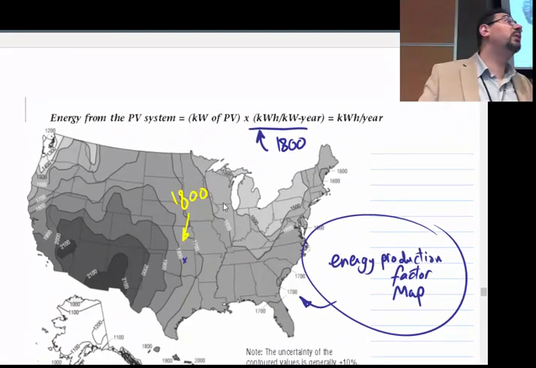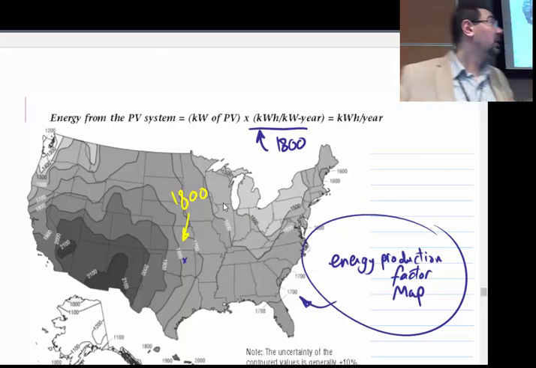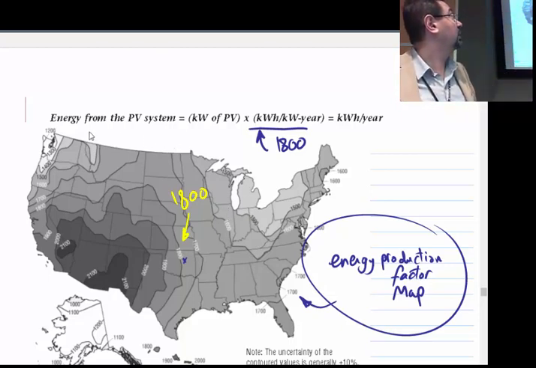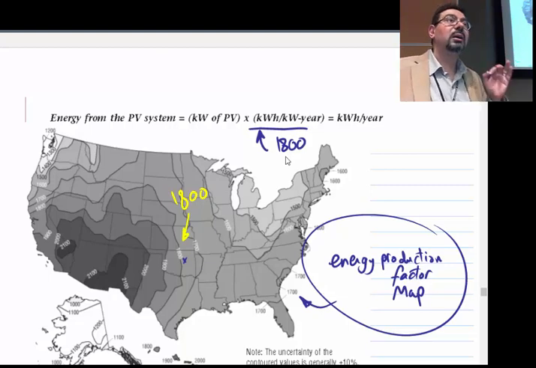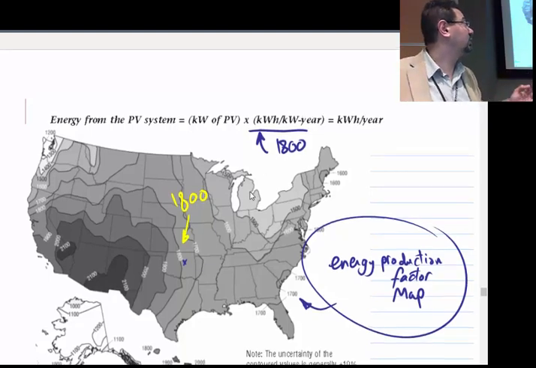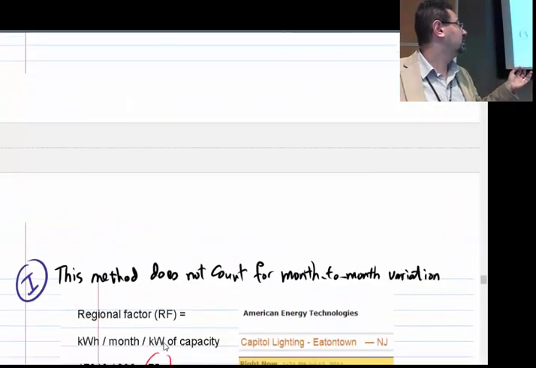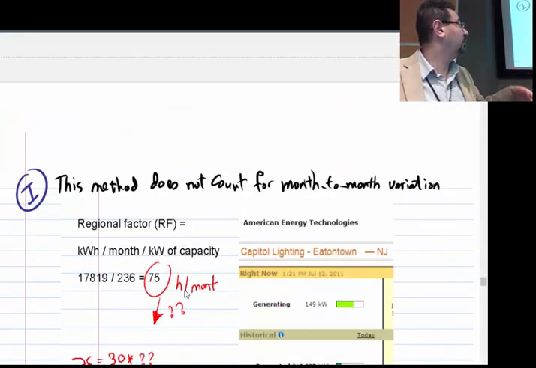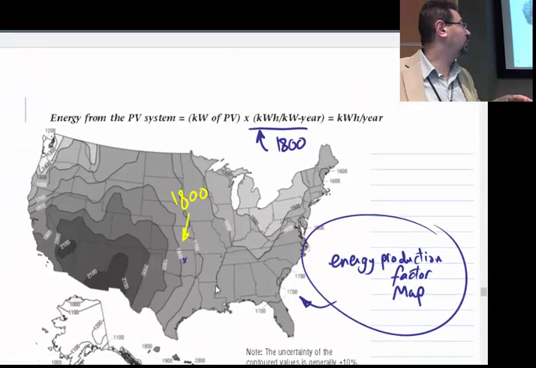But you can do it per month or you can do it per year. Okay, so on this chart, look at what the energy from PV system is: kilowatt of PV, this is how much you have on the roof, multiplied by the kilowatt hour over the kilowatt per year, or basically the number of hours per year. So that number, 75, was per month. Regional factor can be 75 hour per month, or it could be hour per year.